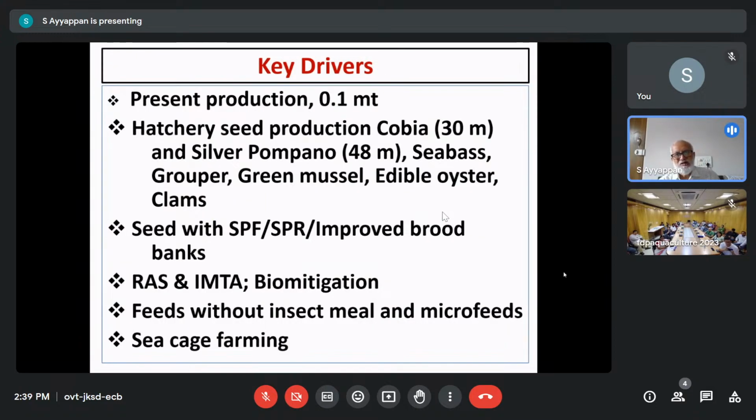Now, what is it that we are talking of? Mainly, what is required is we need to enhance the seed production. That's the main thing. There are different species, pompano, sea bass. I just mentioned about it. Then SPF, these are specific pathogen free or specific pathogen resistant fish, that's what are required now. And then also the recirculating aquaculture systems, integrated multi-trophic aquaculture. So these are possibilities where we can use the waste for biomitigation and recycling.